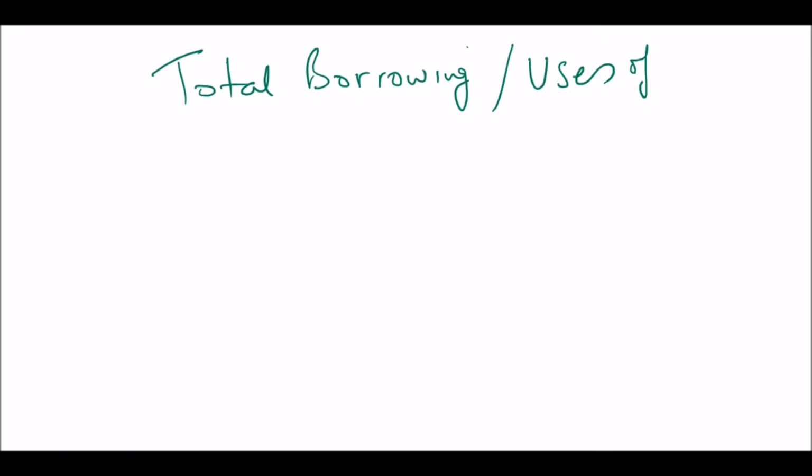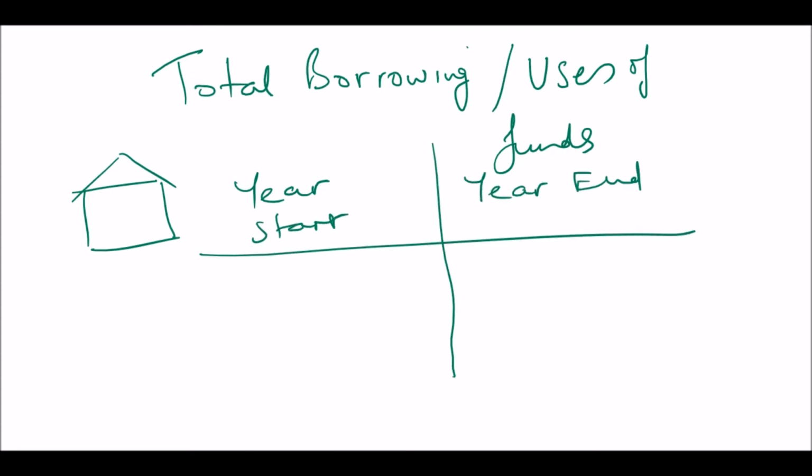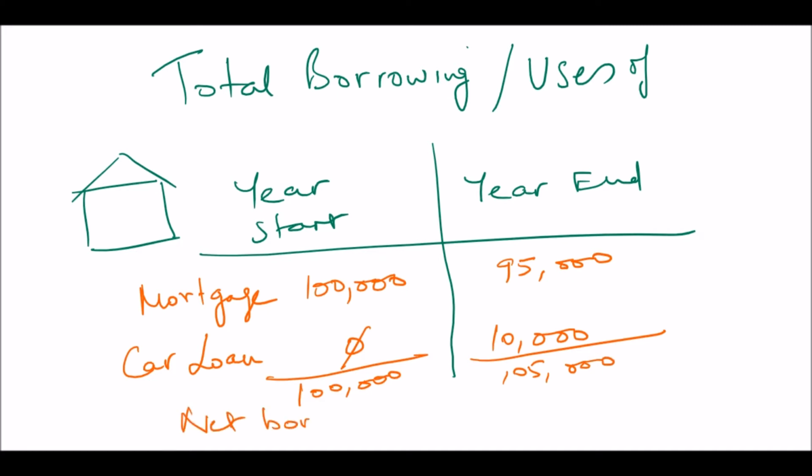Now similarly, total borrowing is the net increase of financial liabilities over the year or the period. Now assuming another household starts with mortgages of $100,000 in the year. However, by the end of the year, a new car loan of $10,000 is taken, and let's assume that by the end of the year, $5,000 of the mortgage is retired. So the net borrowing of the household over the year now is $105,000 minus $100,000, which is $5,000. So that's the use of funds by the household.